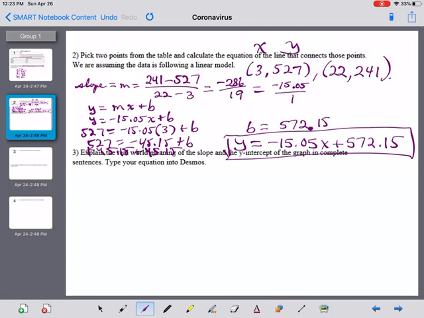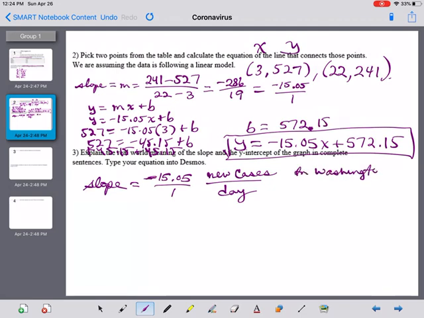Very good. So now let's interpret the meanings behind these numbers in the equation. So the slope, we just said, is negative 15.05 over 1. Now, remember, slope is change in y over change in x. Or, using the labels, change in new cases over the change in days. So it's new cases per day, and it's decreasing by 15.05, or about 15.